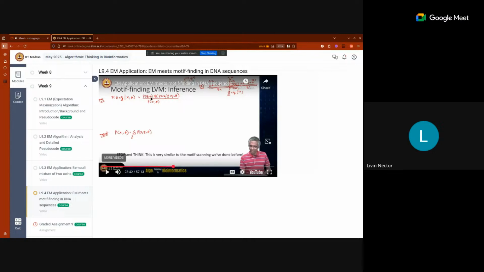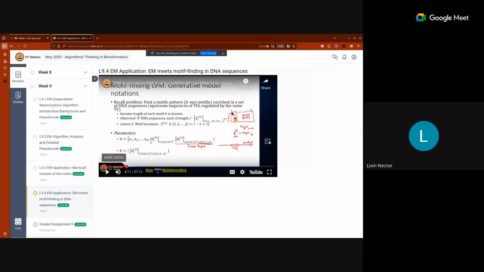Here is the latent variable. At each position, what is the probability of a particular nucleotide being found in this position? So basically, what are the parameters here? This is the table for this motif. So these are the probabilities. All these values are what we are trying to find.